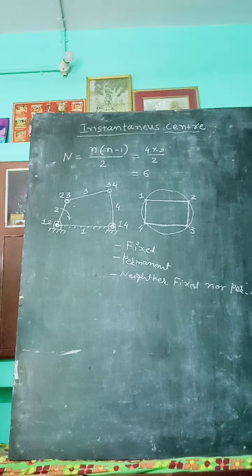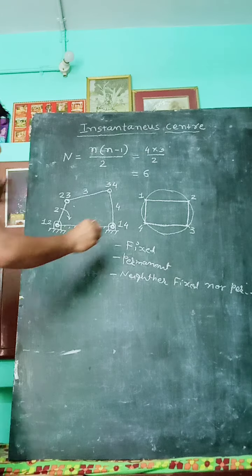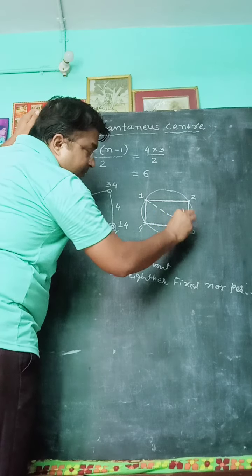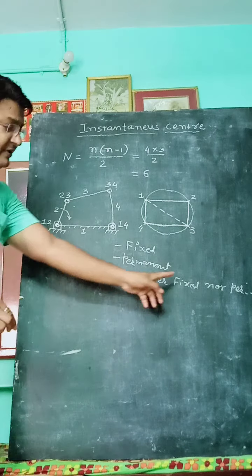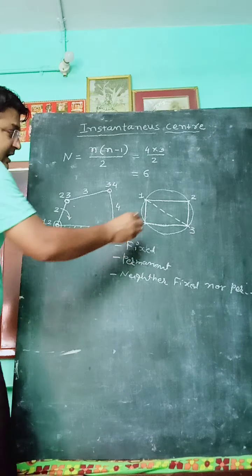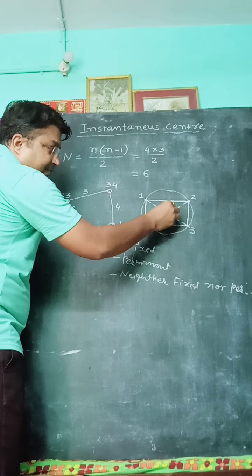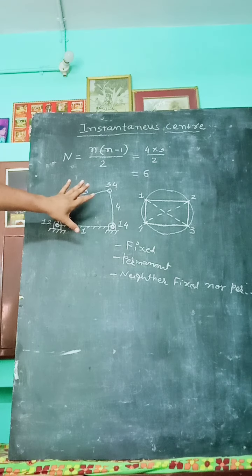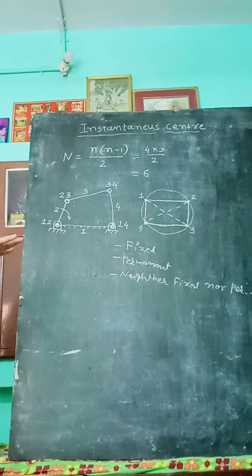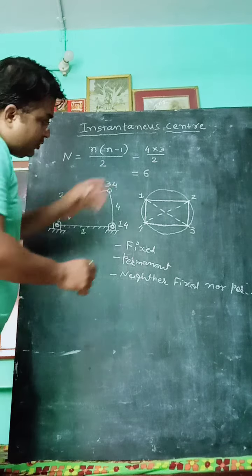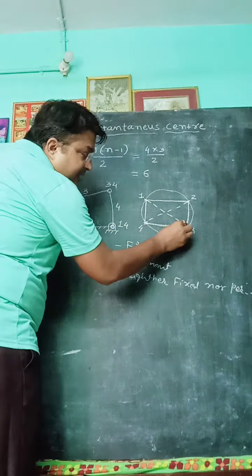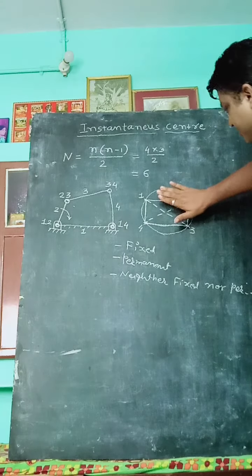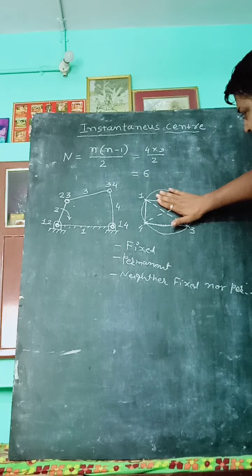But what about the others? They are diagonals, but they are neither fixed nor permanent. That means they are presently not available. Just looking at the diagram, we have to create it. How? Suppose I want to find out instantaneous center 1, 3. So just forget about this portion.